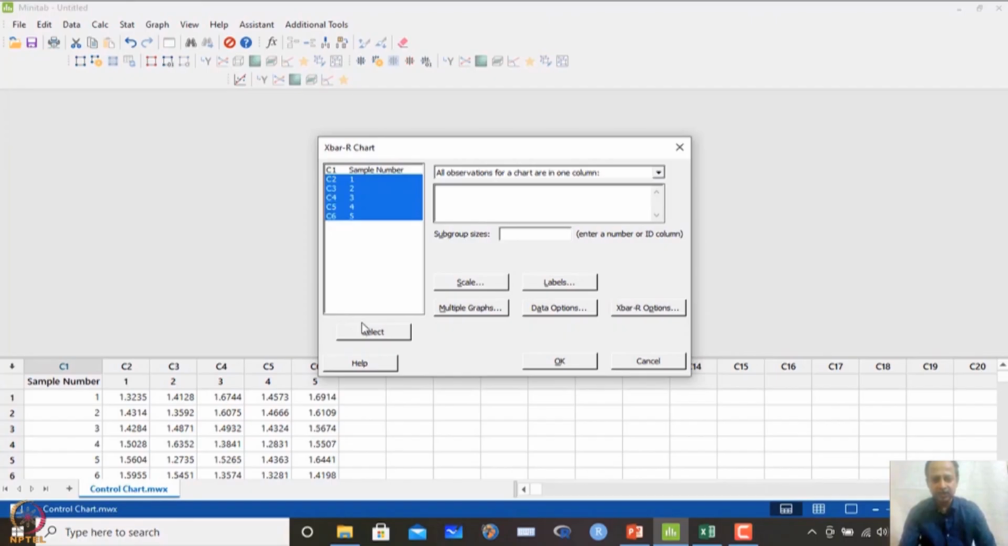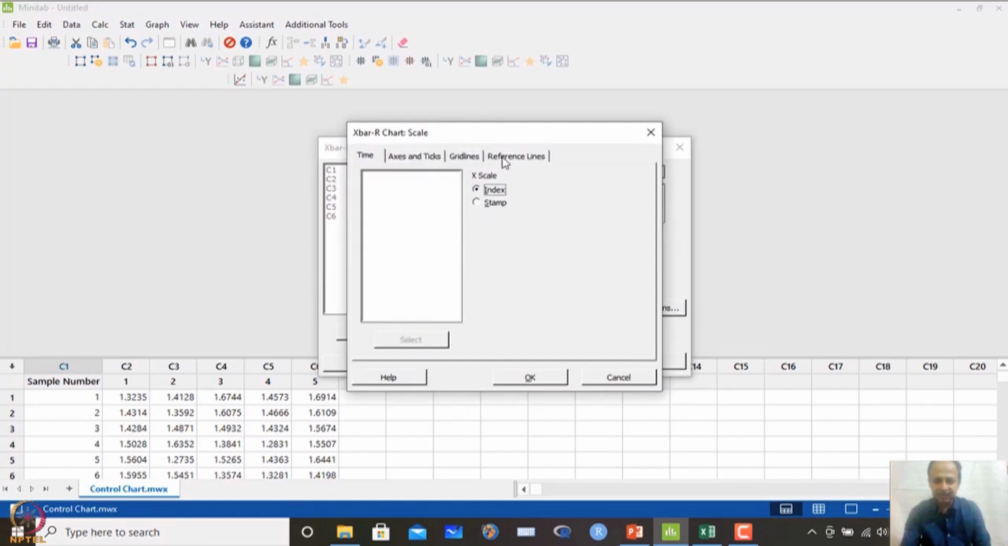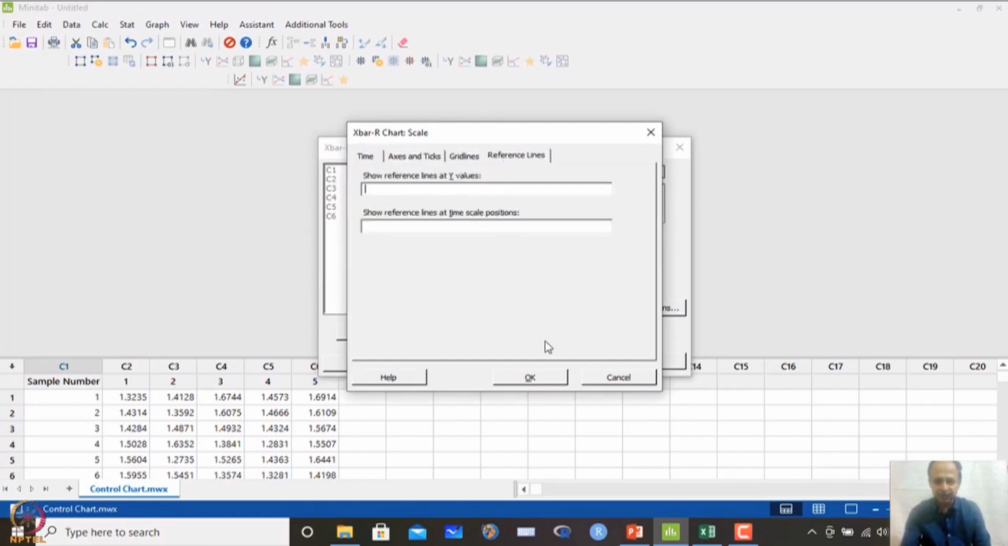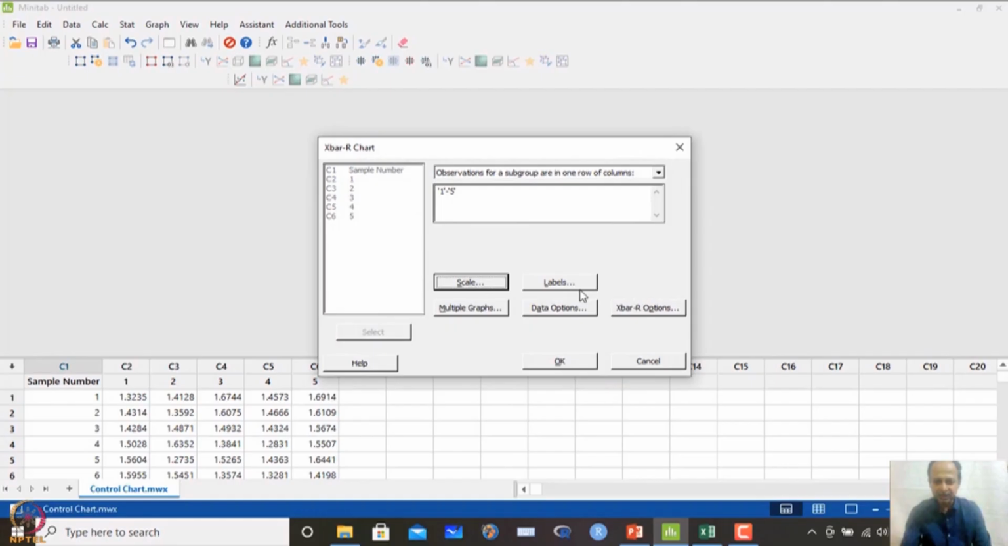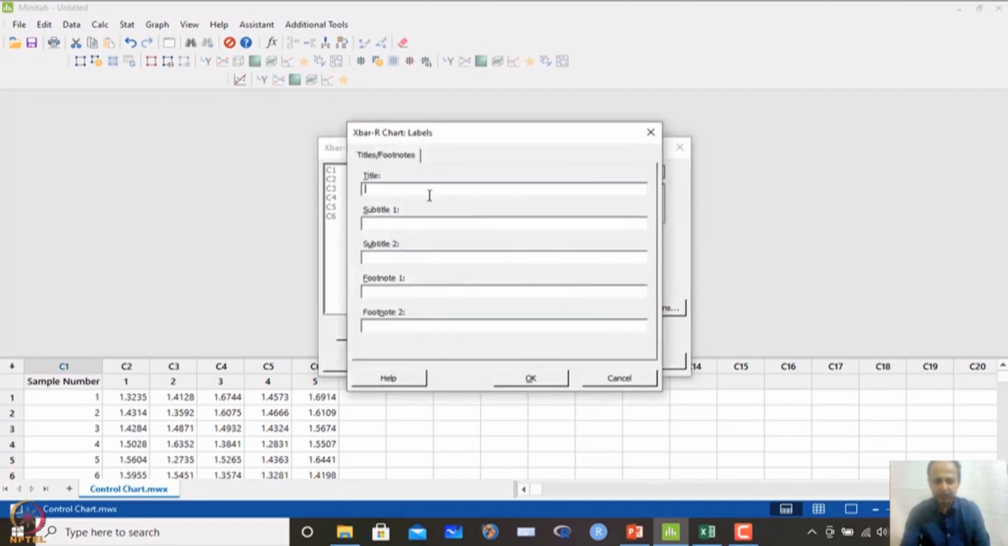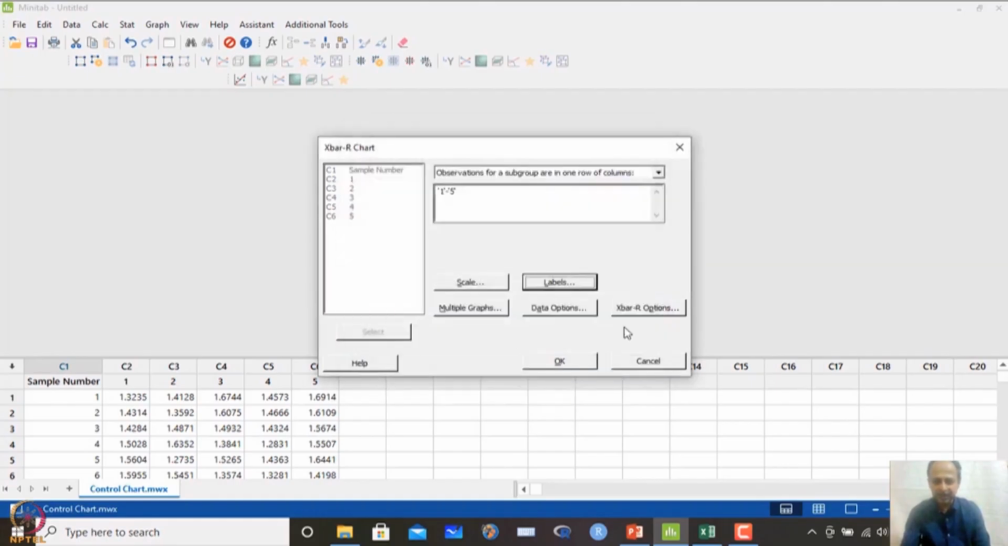I am using shift and I select these columns, and the subgroup size is 5, all in different rows, so I do not have to define it any other way. I select this one. For scales and reference lines, if you want to put one, that is unnecessary; we do not want to do that. These are titles you can add over here.